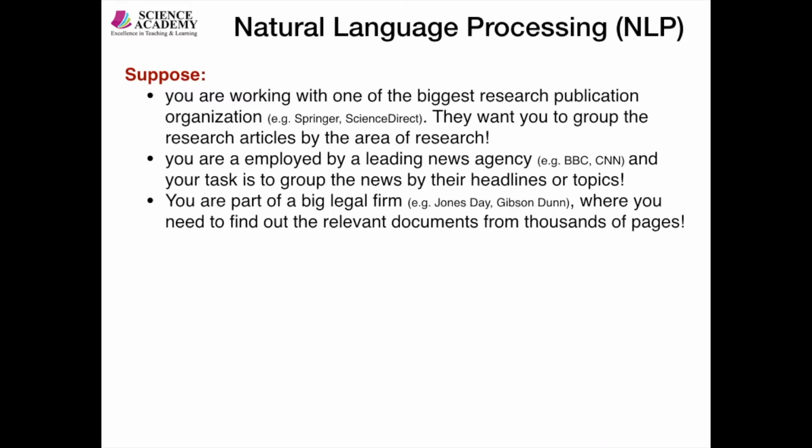Let's create a couple of situations where you want to use your skills in NLP. Suppose you are working with one of the biggest research publication organizations like Springer or Science Direct. They want you to group the research articles by the area of research. In another example, you are employed by a leading news agency like BBC or CNN, and your task is to group the news by their headlines or topics.